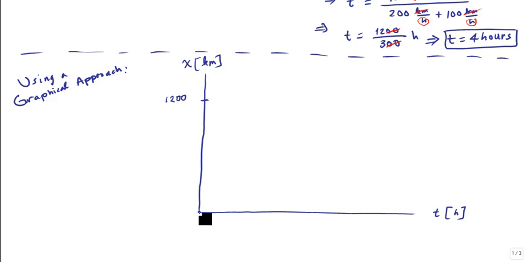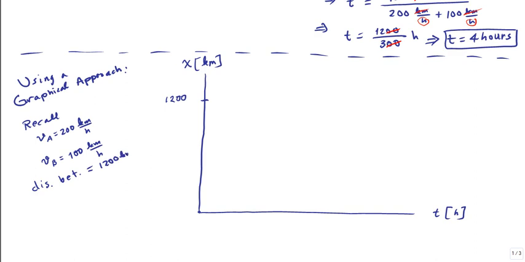Let's do the easiest one first. We know that train A is moving at a velocity. So let me recall that VA is 200 kilometers per hour and that VB is 100 kilometers per hour, and that the distance between the two is 1,200 kilometers, which is that value right there.